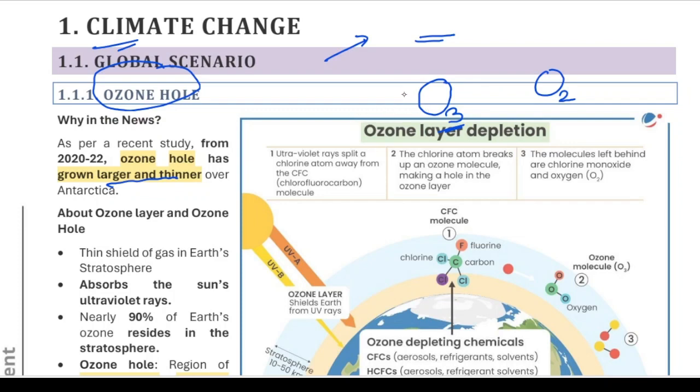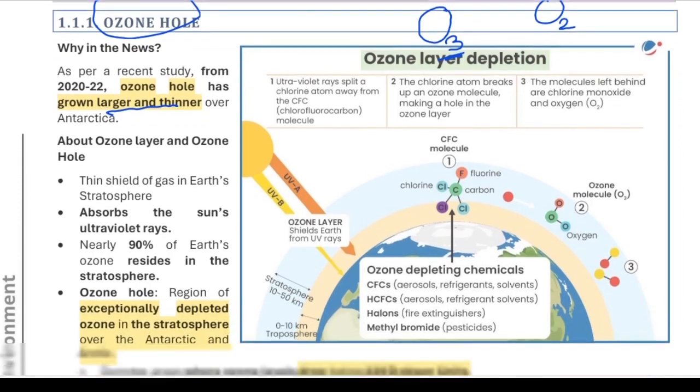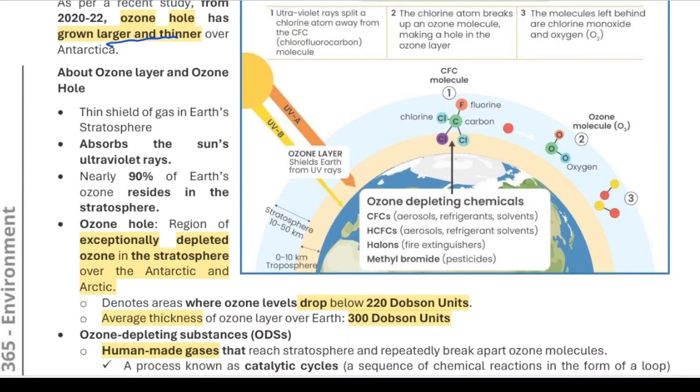But this ozone is present in our atmosphere. Before moving to that section, you must all have read in your static portion that the atmosphere of our Earth is made up of four layers. First is the troposphere, then the stratosphere, then the mesosphere, and another is the thermosphere. Many people also add the exosphere after the thermosphere.